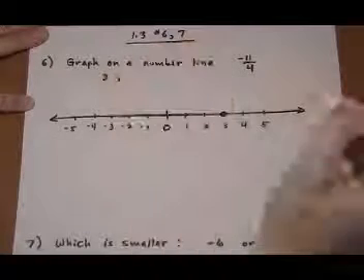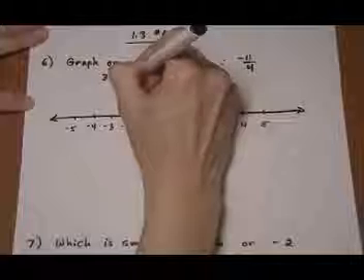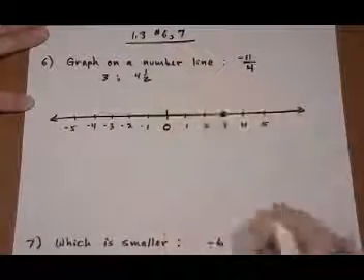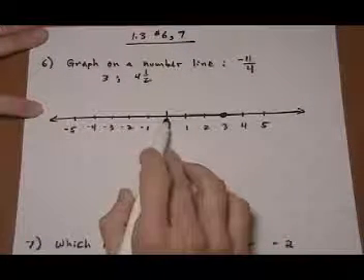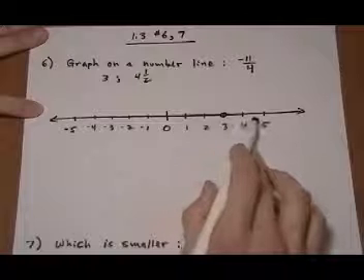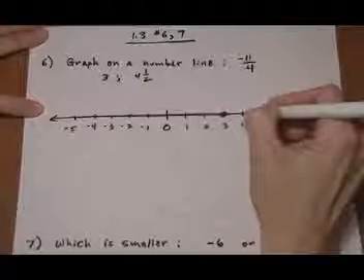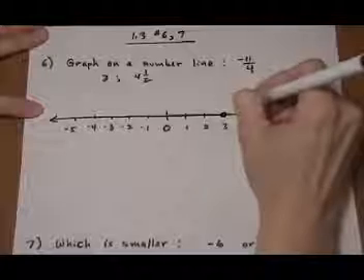If I wanted to graph 4.5, all right, it's a mixed number. So what I would do is start at 0, go over 4, then keep going for a half. Right on the number line, that would be 4.5.